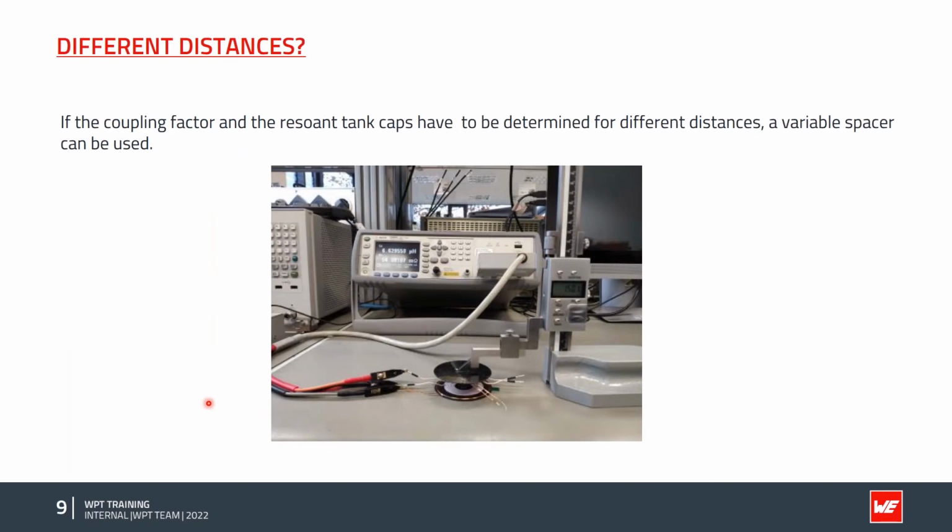Now, if the coupling factor and the resonant tank capacitors have to be determined for different distances, a variable spacer can be used. So you see here the variable spacer, which measures the distance. On the table, we have the primary coil, and we glued the secondary coil directly to our variable spacer. Then we increased the distance, and for each value, we measured the short circuit inductance and the self-inductance. Then we determined the coupling factor dependence on the distance.